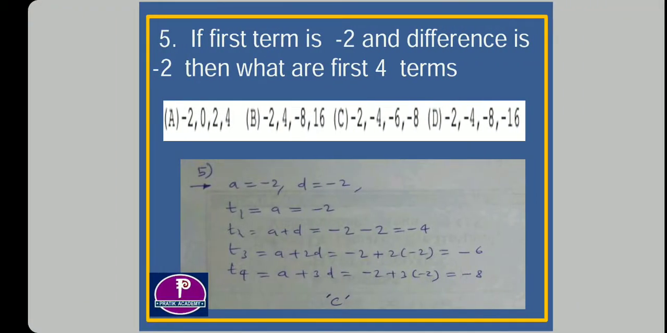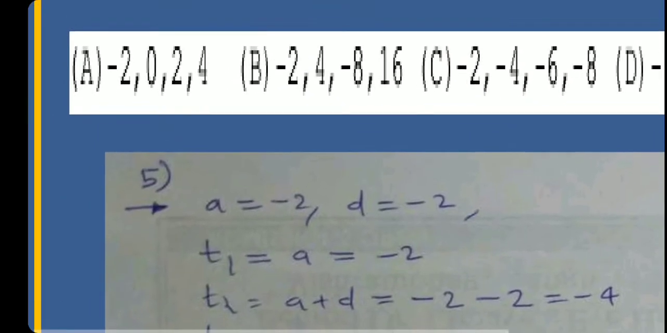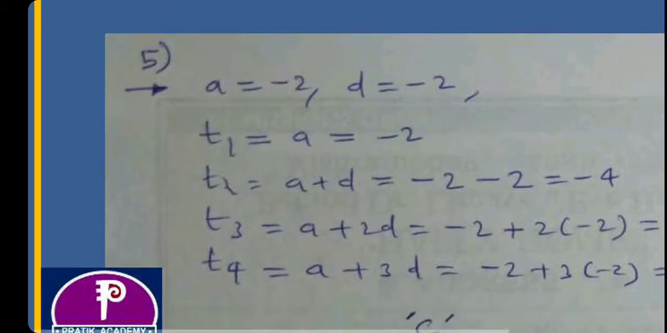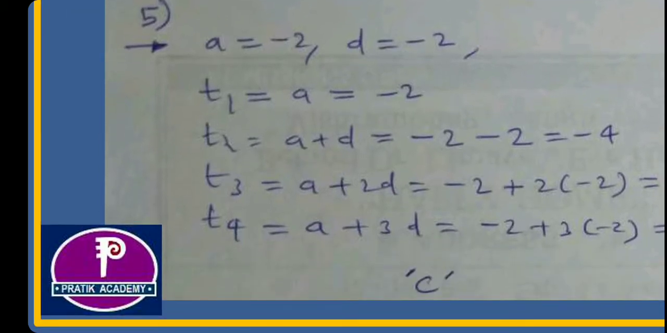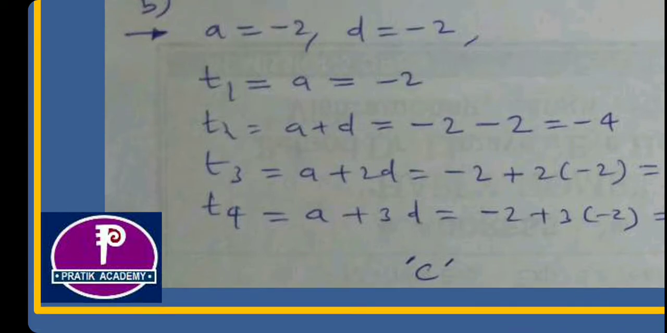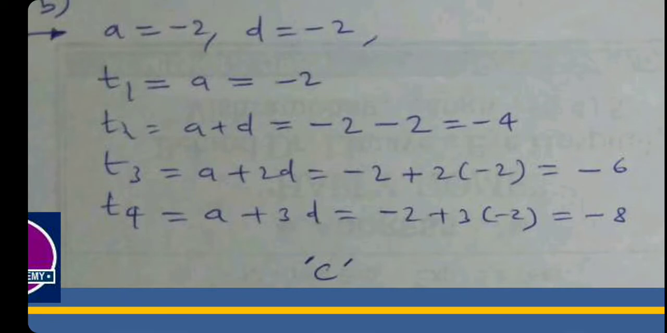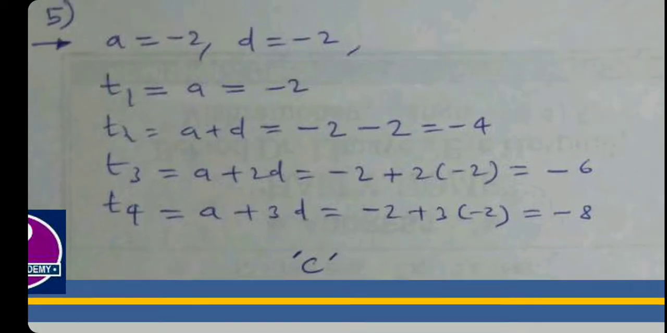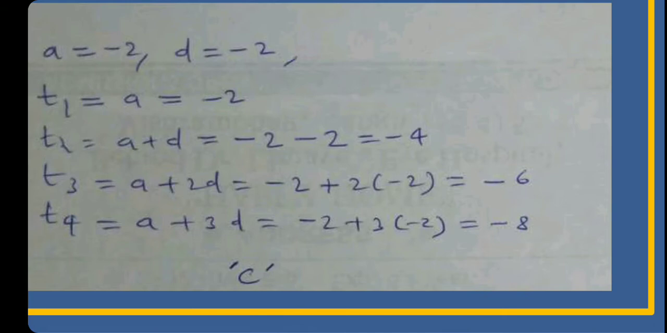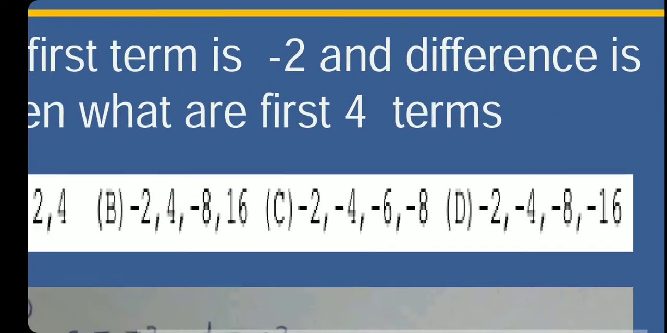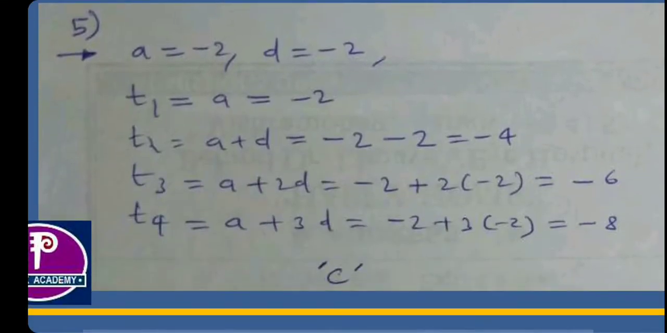Next is, if the first term is minus 2 and the difference is minus 2, then what are the first four terms? So A is given as minus 2, that means the initial term is minus 2, D is minus 2, so T2 is A plus D, T3 is A plus 2D, T4 is A plus 3D. So by putting values we get the sequence as minus 2, minus 4, minus 6 and minus 8. So option C is correct one.